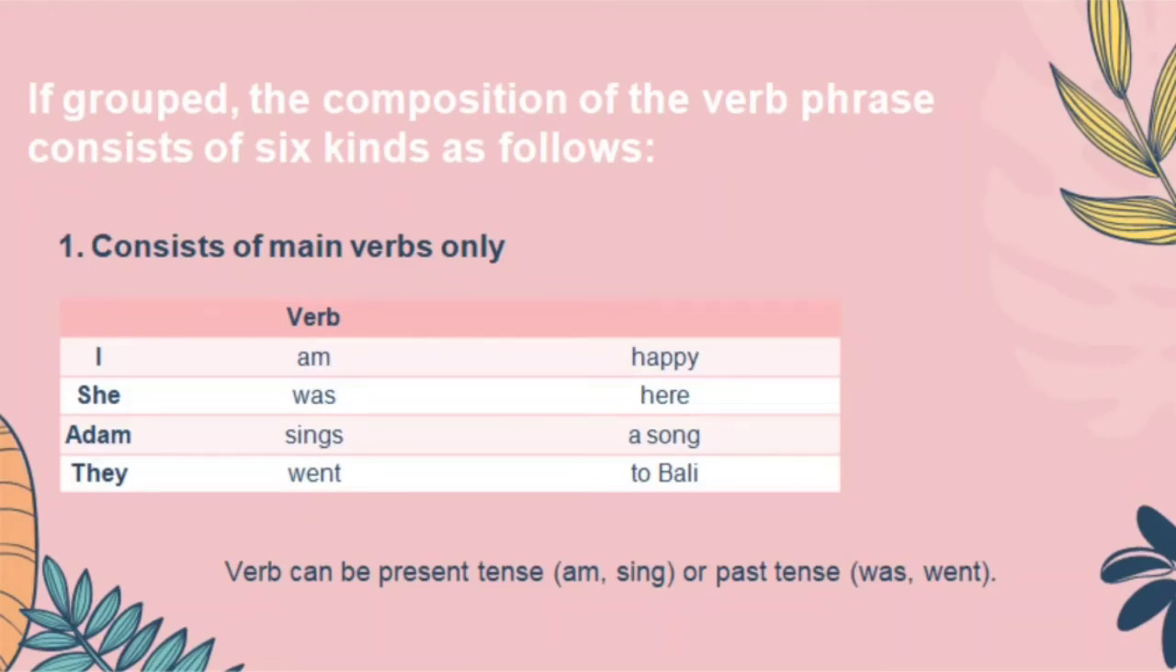Okay, the next explanation is about the composition of the verb phrase, which consists of 6 kinds as follows. Number 1 consists of main verb only. For the example, you can see the card in my video. I am happy. She was here. Adam sings a song. They went to Bali. The verb can be present tense, am, sing, or past tense, was, went.